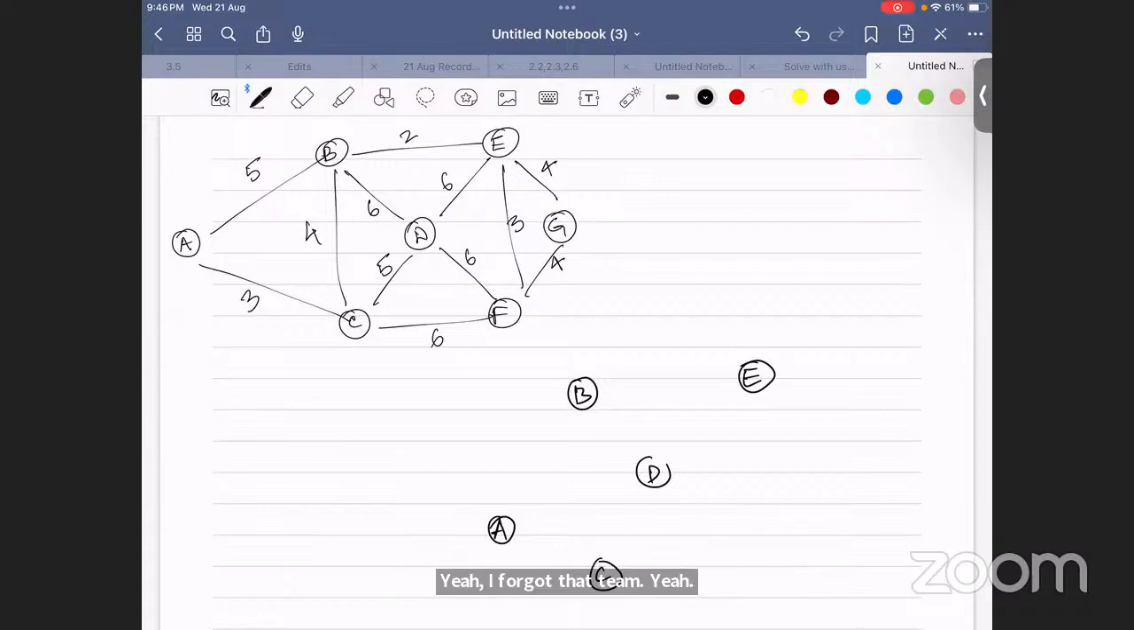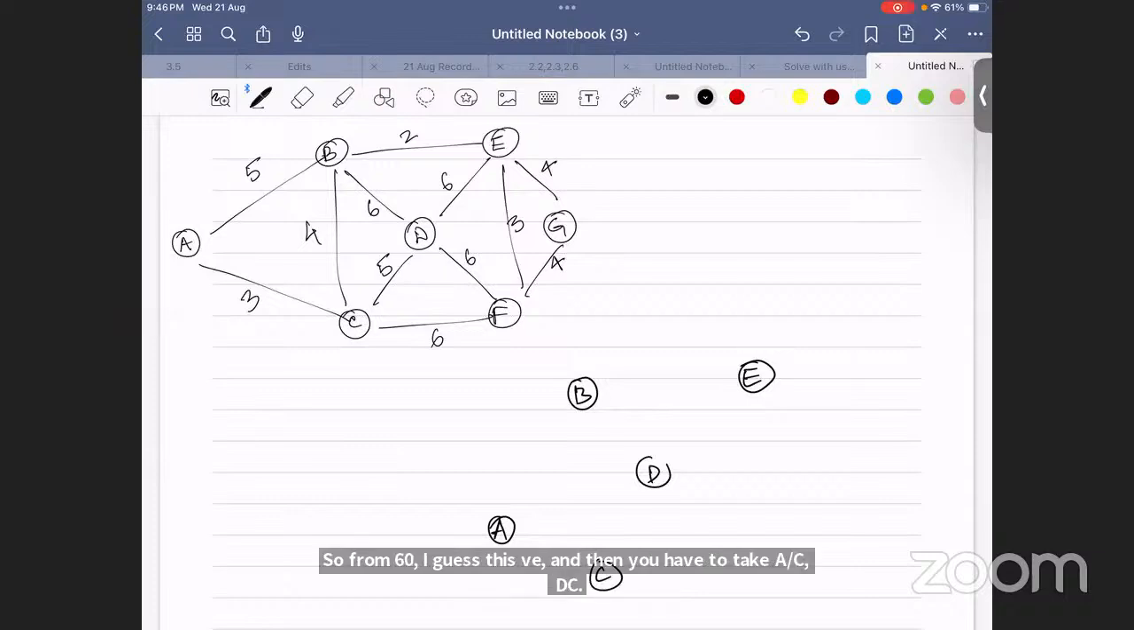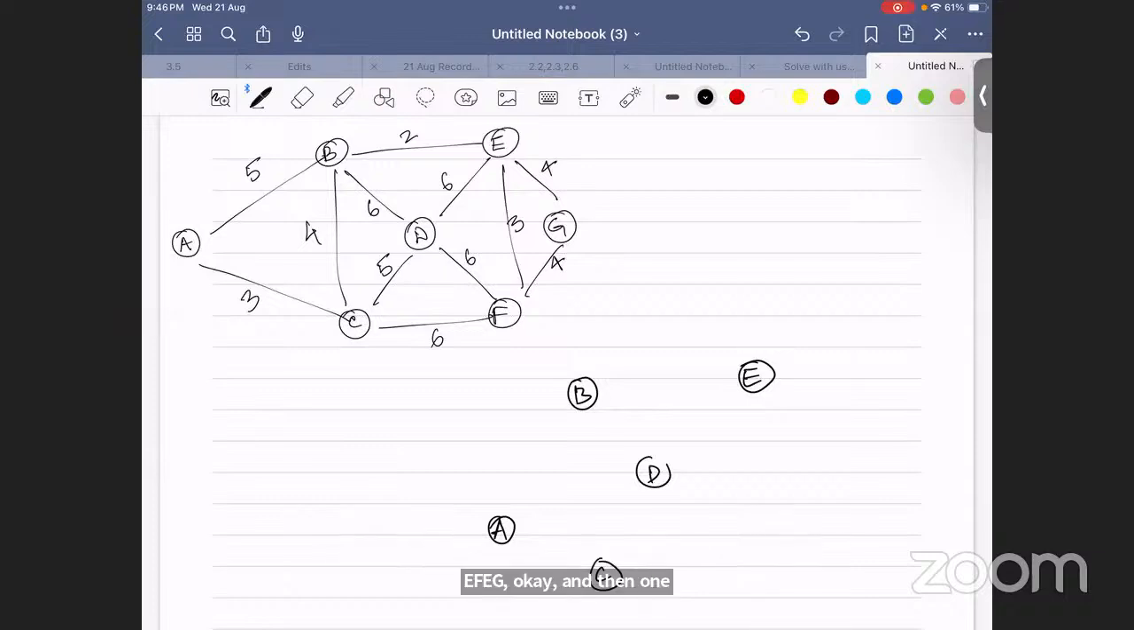So from 16, this BE, and then you have to take AC, DC, EF, EG, and then one more was DC, I guess. Yeah, that's the correct answer if you're using Kruskal. Is it fine to everyone? Understood? Yes, sir. Just try to write it, whatever has been shown.